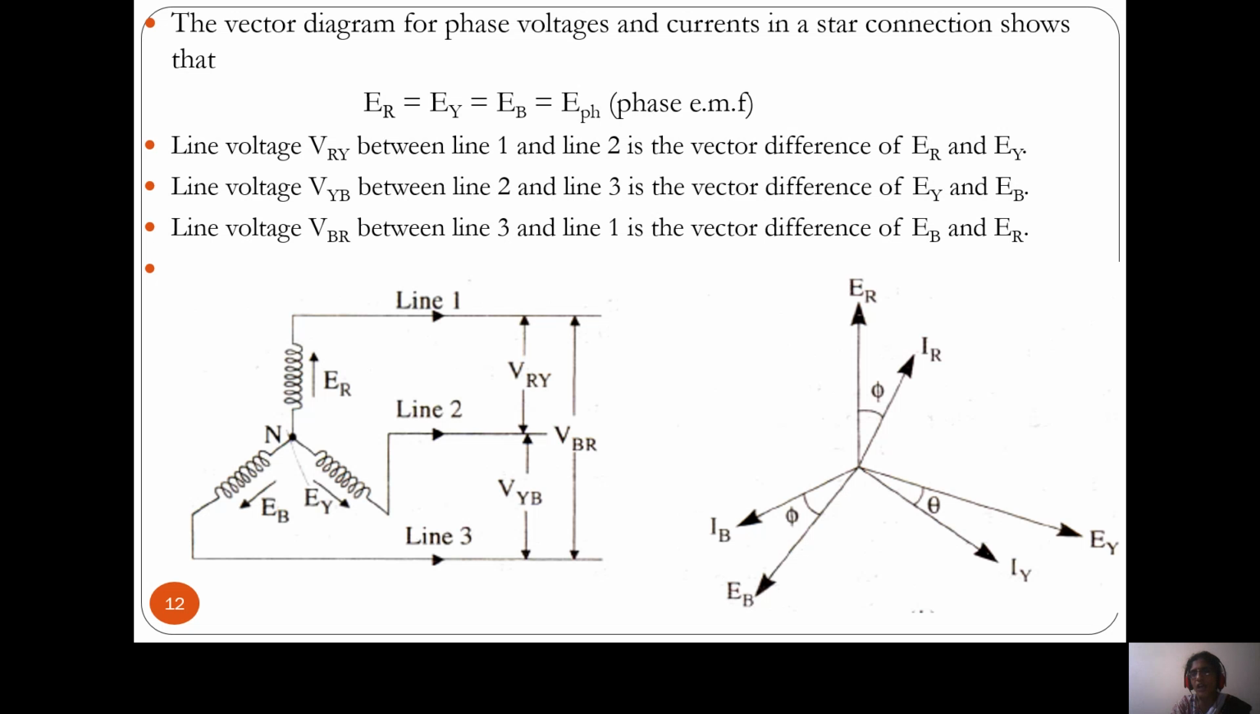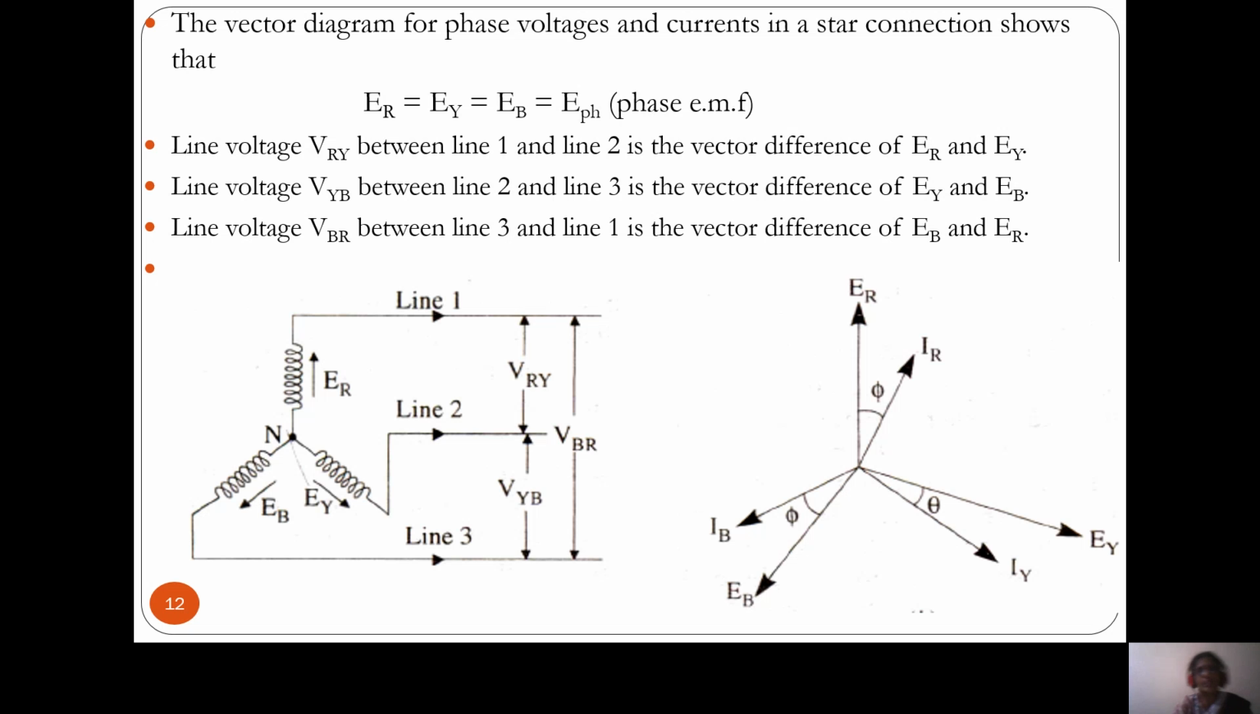We have already discussed that with a resistive load, the voltage and current are in the same phase. With an inductive load, the voltage will be in the leading position. With a capacitive load, the current will be in the leading position. So for inductive loads, the voltage will be leading.